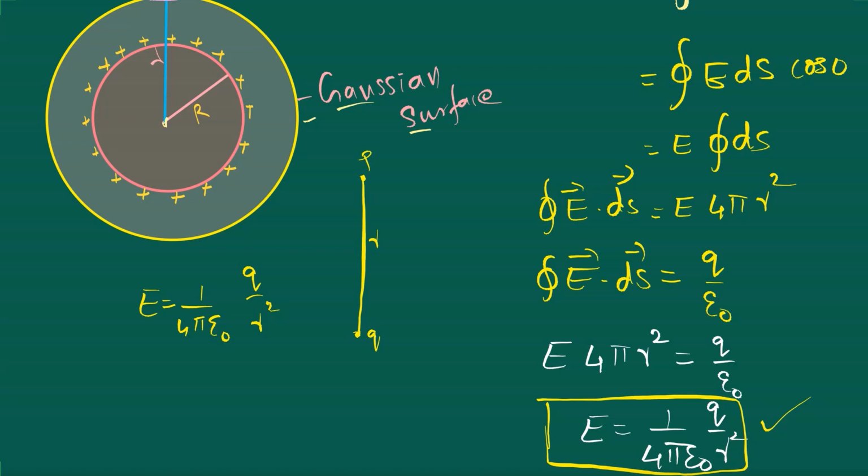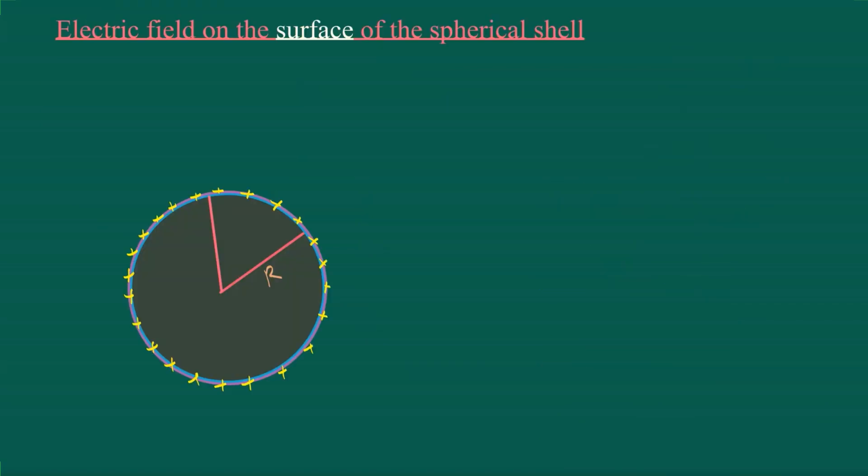the electric field due to a uniformly charged shell is as if the entire charge of the shell is concentrated at its center. Okay, that means for points outside the shell, the electric field due to a uniformly charged shell is as if the entire charge of the shell is concentrated at its center. So the electric field outside the shell is equal to 1 by 4 pi epsilon naught into q by r squared.